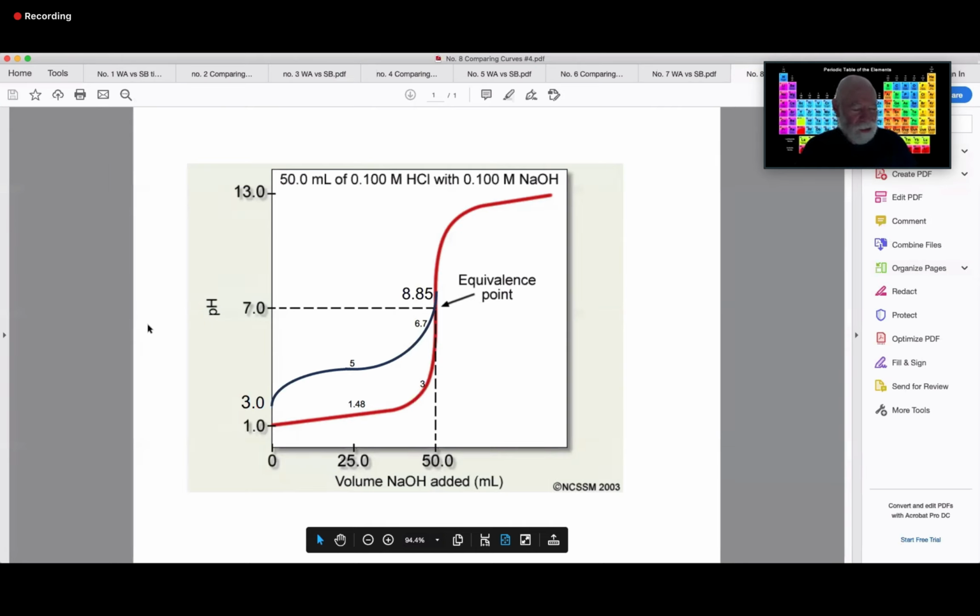We've got the starting pH of 3 on the weak acid. Then it went to 5, then 6.7, and now notice the endpoint is 8.85. It's above 7. So for a strong acid, strong base, it's 7, which you'd expect. For a weak acid, though, you're going to get above 7. It's going to be 8.85. It's actually the pH at the end point.